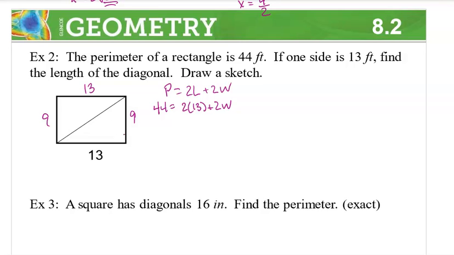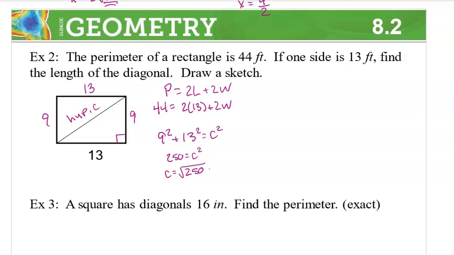Since this is a rectangle, we know this is a right angle. This is going to be the hypotenuse, so we'll call this C. And you just use Pythagorean theorem again. 9 squared plus 13 squared is going to equal C squared. Combine everything together and we get 250 equals C squared.